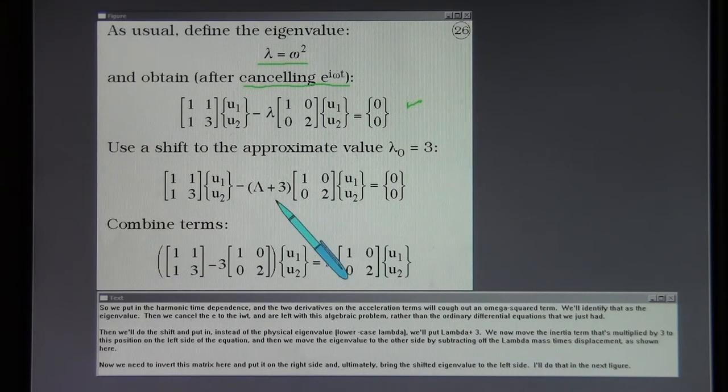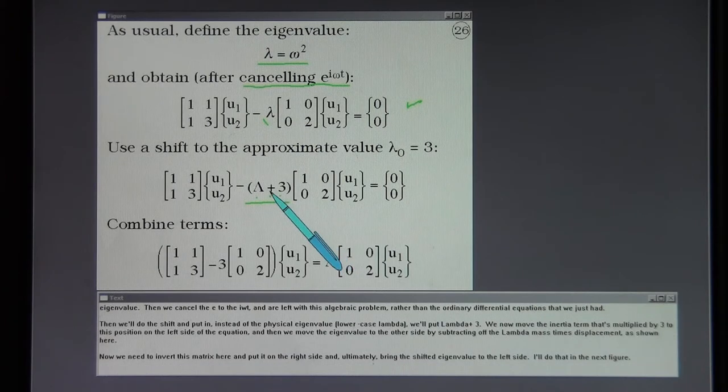Then we'll do the shift and put in, instead of the physical eigenvalue lowercase lambda, capital lambda plus 3. We now move the inertia term that's multiplied by 3 to the left side of the equation, and then we move the eigenvalue to the other side by subtracting off the lambda mass times displacement as shown here. Now we need to invert this matrix here and put it on the right side and ultimately bring the shifted eigenvalue to the left side, and I'll do that in the next figure.